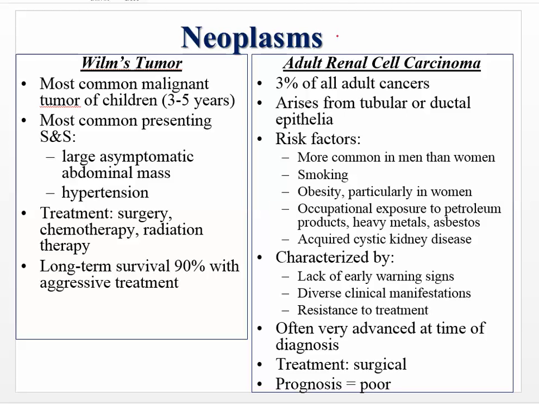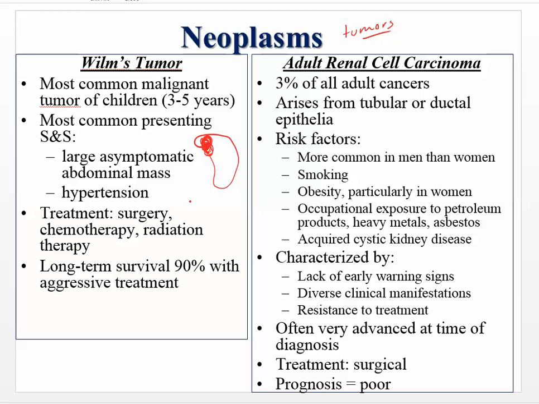Okay, so neoplasm. Now we're talking about tumors or cancer. Okay, Wilms tumor, most common malignant tumor of children. I put two down here just so you can be familiar with a couple of different tumor types. Wilms tumor, most common malignant tumor of children 3 to 5 years old. Most common signs and symptoms: large asymptomatic abdominal mass. This is a tumor in the kidney, so a large mass may form.